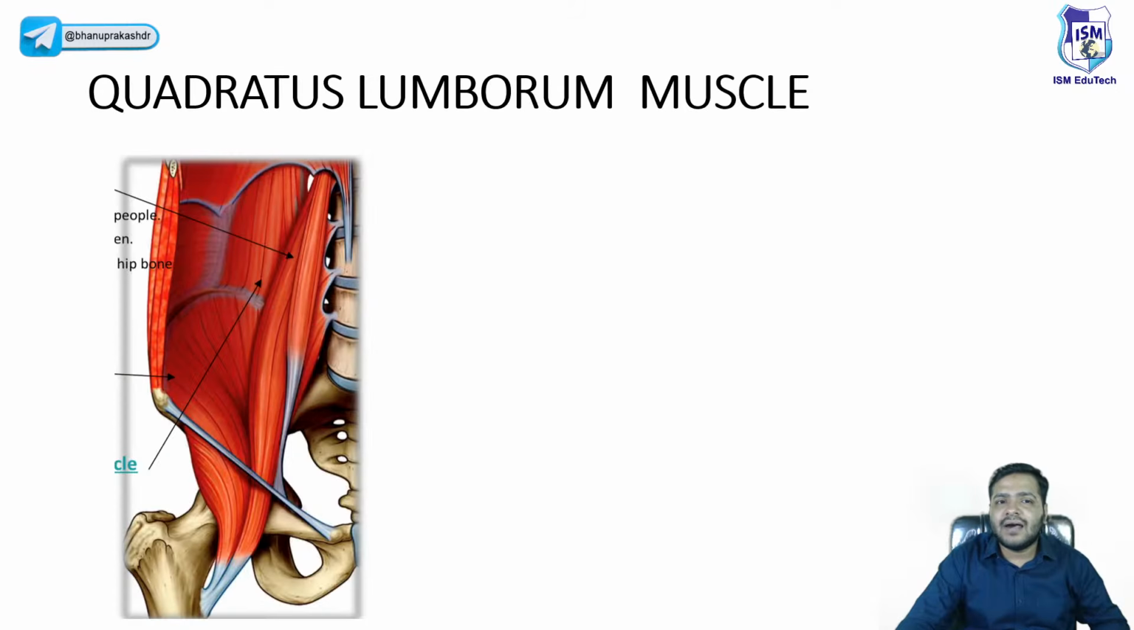Now coming on to the last posterior abdominal wall muscle, and that is quadratus lumborum. Quadratus lumborum. So yes, now this muscle, if we talk about, it is located laterally. Okay, this is located laterally in the posterior abdominal wall, right? Yeah. Now can anyone tell me which muscle is this?